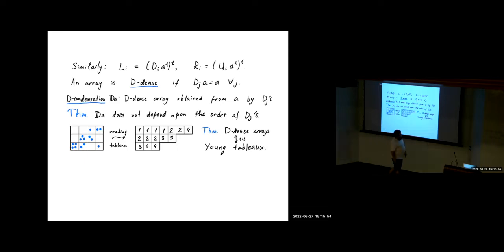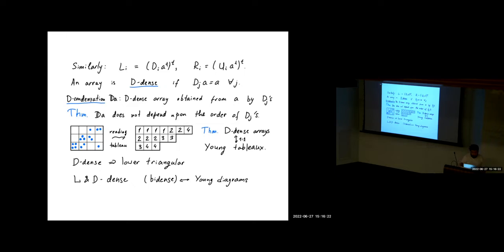Right? So an array which is dense both in leftward and downward directions, a bidense array, is something which has non-zero entries only on the diagonal, and it is easy to see that these entries are weakly decreasing. So a bidense array is the same thing as a Young diagram, right?